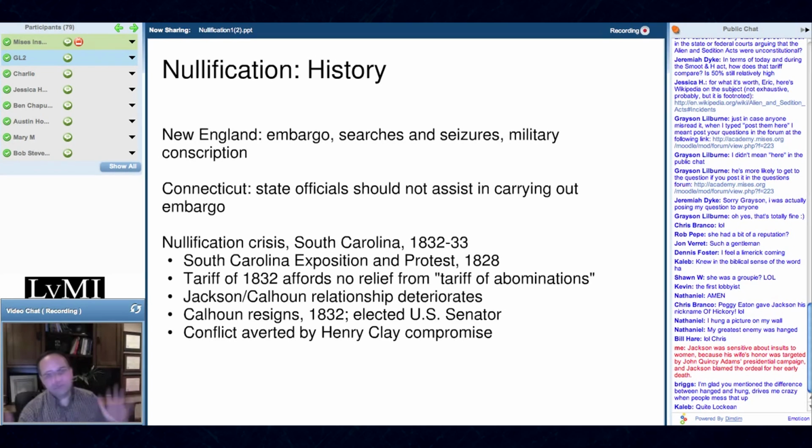So it looks like this is just going to be a disaster. But eventually, cooler heads prevail. Nobody's going to have a civil war over a crummy tariff. So cooler heads prevail. Henry Clay brings about a compromise.